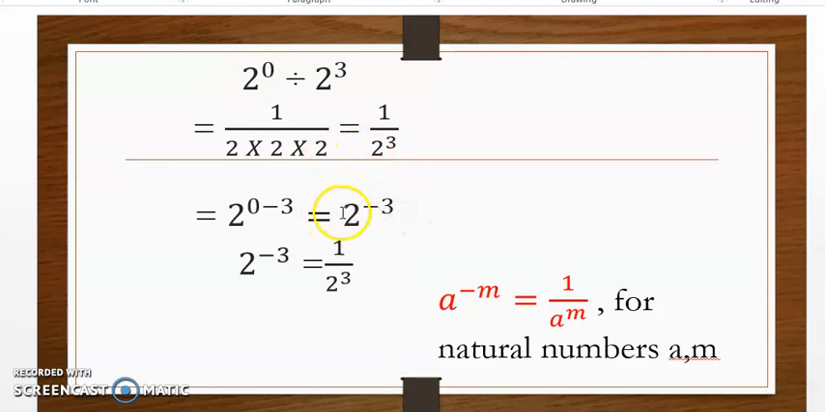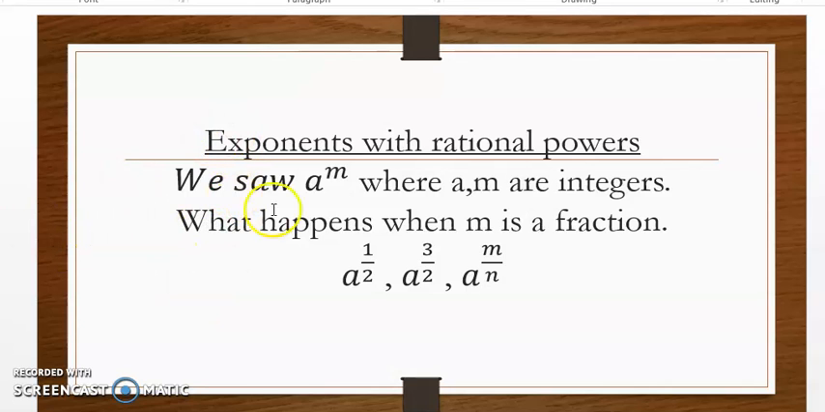And in the second equation, we have that is equal to 2 to the power minus 3. So what can we infer from these two equations? We can say that 2 to the power minus 3 is equal to 1 by 2 to the power 3. So for any natural numbers a and m, a to the power negative m is 1 by a to the power m. So earlier we had looked at only positive powers. Now we are introducing how to denote or how to represent negative powers. What do negative powers mean? So a to the power negative m is 1 by a to the power m.